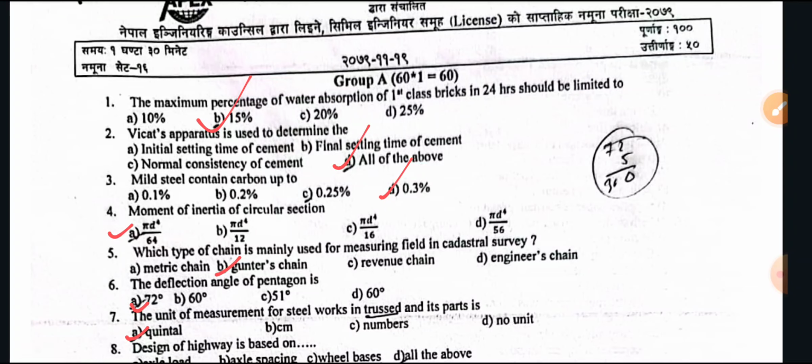Mild steel contains carbon up to 0.1 to 0.3%. Mild steel contains carbon up to 0.3%.